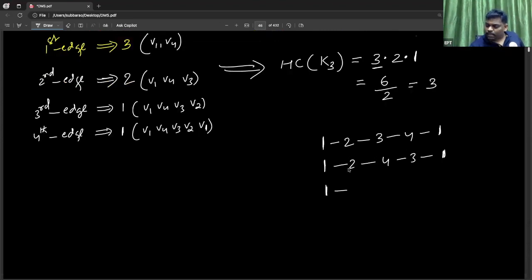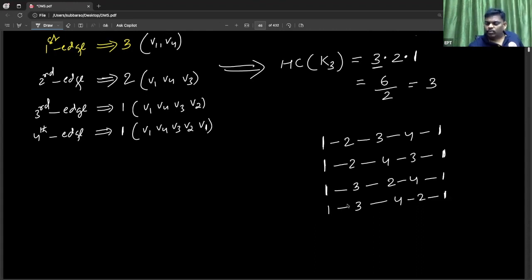1, I kept 2 in the second place. I have 2 possibilities. Let me keep 3 in the second place. Remaining people are 2 and 4: 1, 3, 2, 4, 1. And 2, 4 as 4, 2. All possibilities are covered, so second place 3 is over.